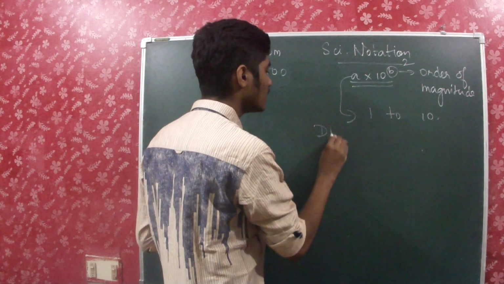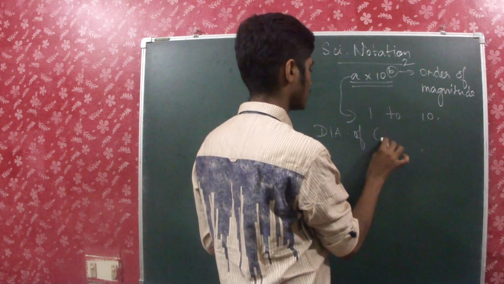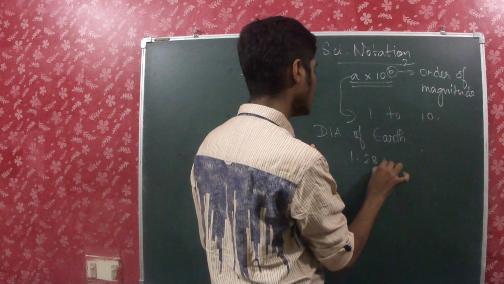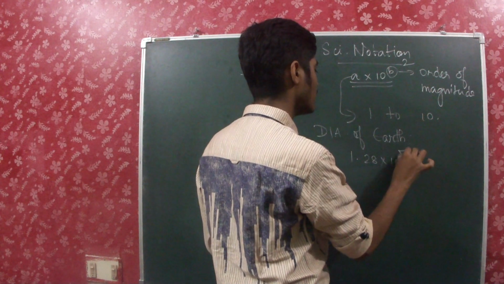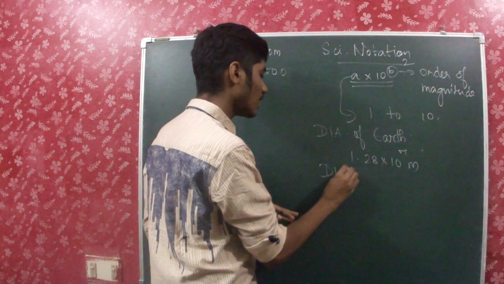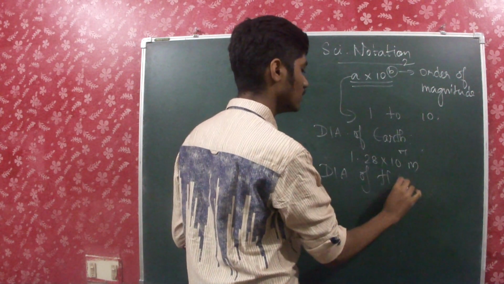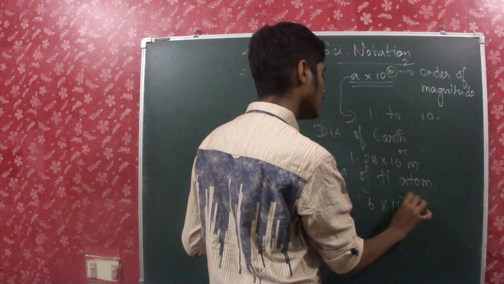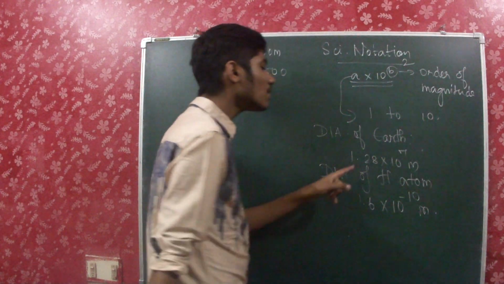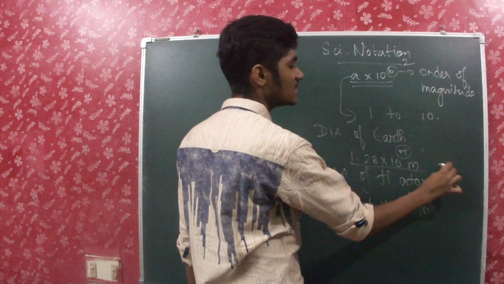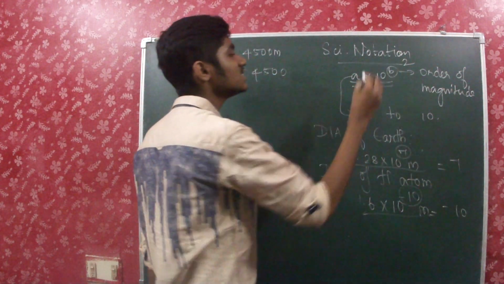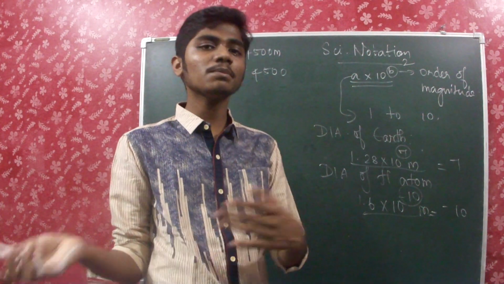For example, if you take the diameter of Earth, it is 1.28 into 10 to the power 7 meter. And if you take the diameter of hydrogen atom, it is 1.6 into 10 power minus 10 meter. So what's the order of magnitude for this? 7. And what's the order of magnitude for this? Minus 10. So it's not always necessary that B should be positive, it can either be positive or negative.